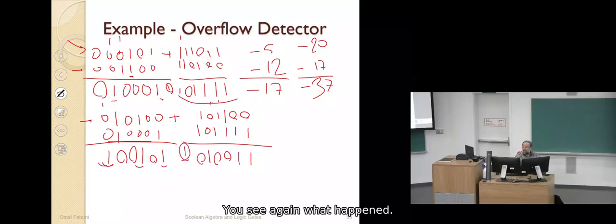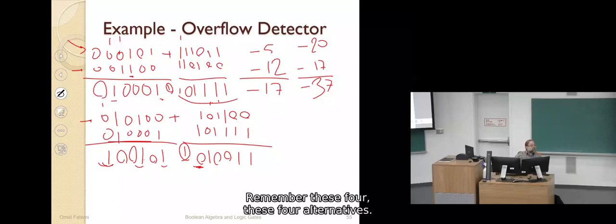And you see again what happens. We have added two negative numbers. The result became positive. So it means that we have overflow. It is not right. It means that we have overflow. Okay? Now, having said all of these, let's design the circuit. We want to design a circuit that, when we add two numbers, could tell us if we have overflow or not. Okay? So let's design the circuit.